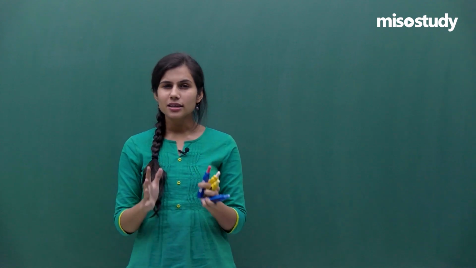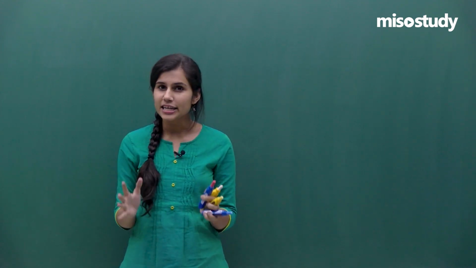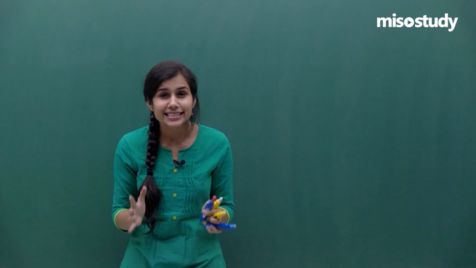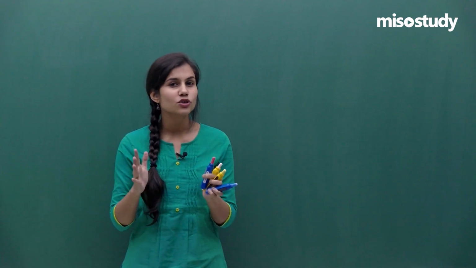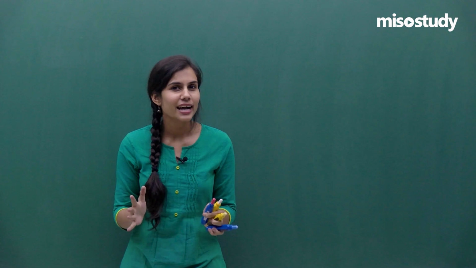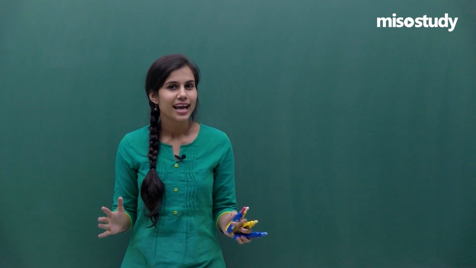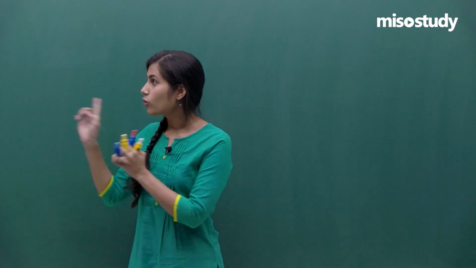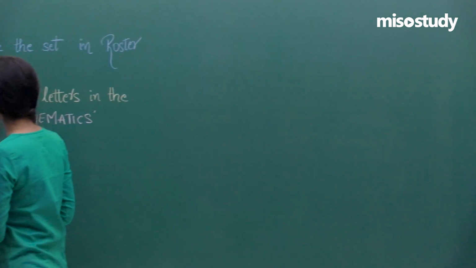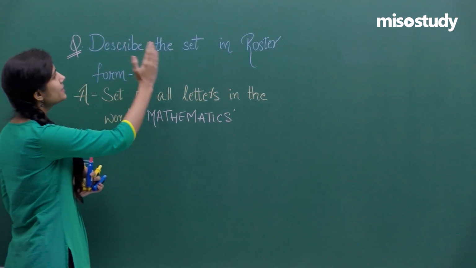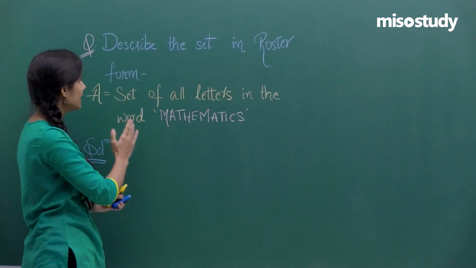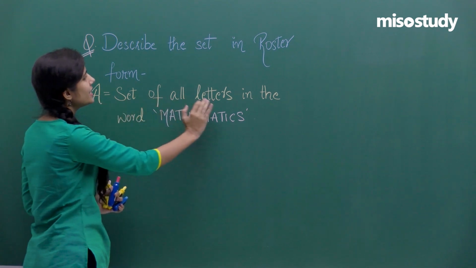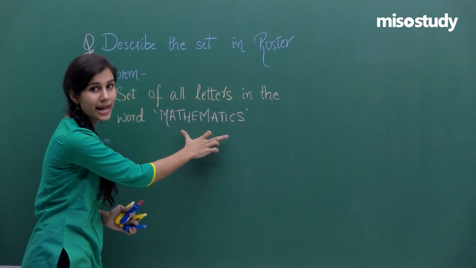We had dealt with certain examples of roster and set builder form, and I had ended my lecture at a certain question. I hope you have completed that question successfully with flying colors. But let me take you to the very same question so that you can tally your answer with mine. The question was, we were supposed to describe the set in the roster form. The set was the set of all letters in the word mathematics.